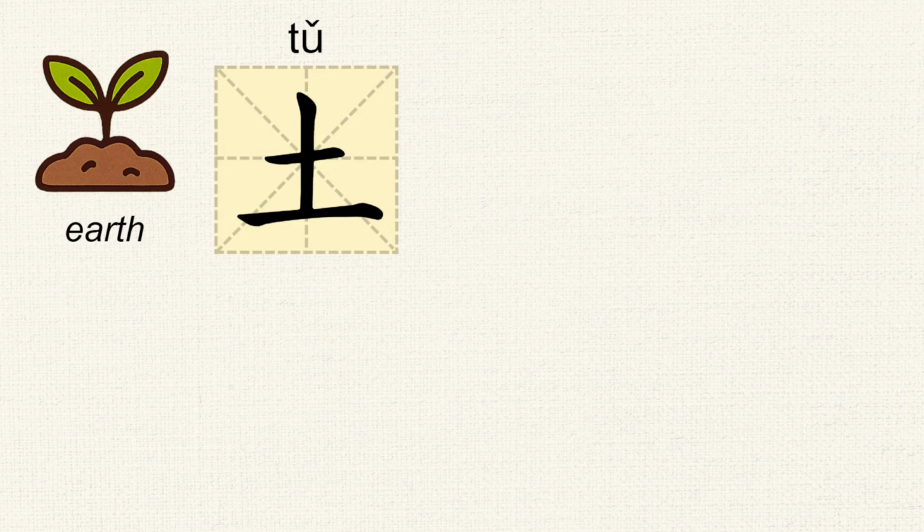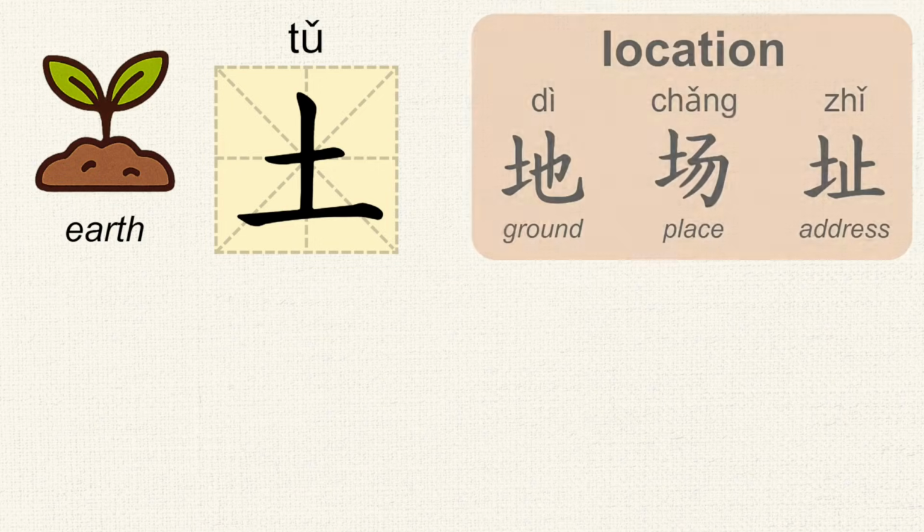土 means earth and can also occur on its own. It can carry the meaning of location, for example in 地, which means ground, 场, as in 广场, which means place or public square, or also in 址, as in 地址 or 住址, which both mean address.